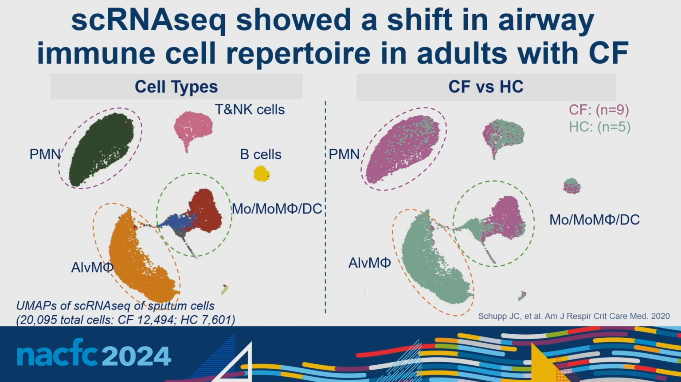On the other hand, the majority of cells present in sputum obtained from healthy controls were alveolar macrophages and an abundance of, or high percentages of, classical monocytes, as well as a limited number of neutrophils present in their sputum.